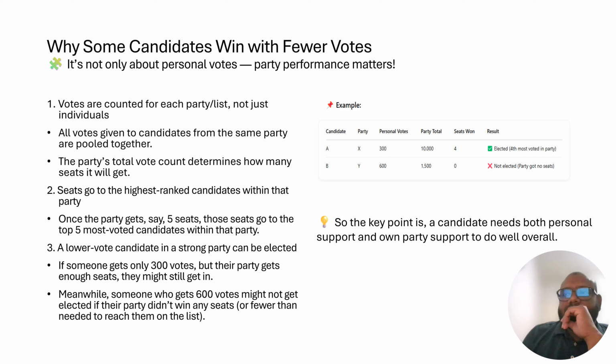For example, SDP got 10,000 votes. It has maybe 12 candidates, but they received 7 seats. So those 7 seats will be distributed to the candidates with the most votes. For example, the first candidate could have maybe 1000, somebody could have 900, somebody could have 800, somebody could have 700, and so on.